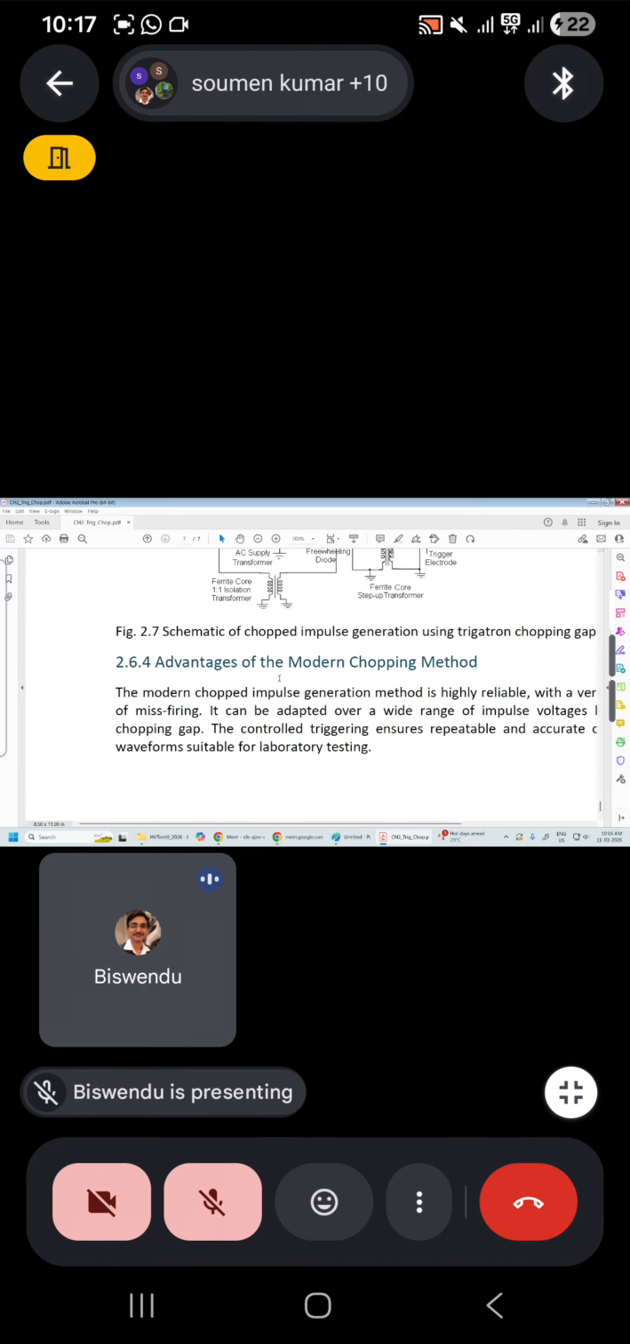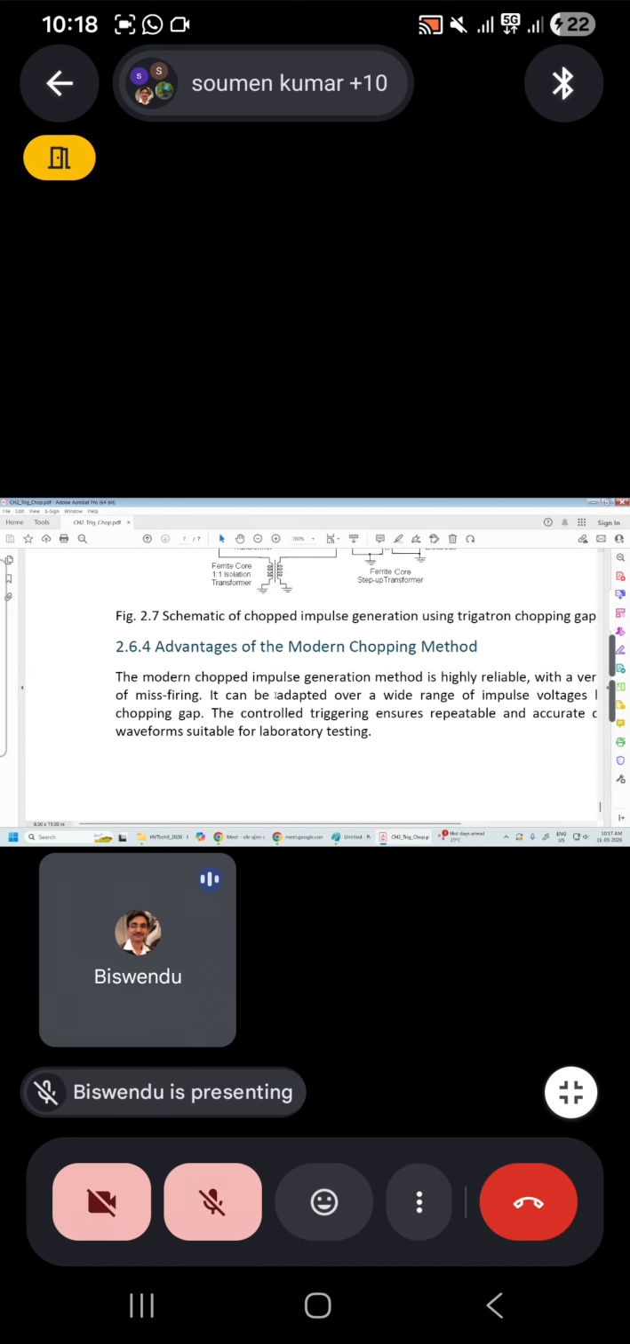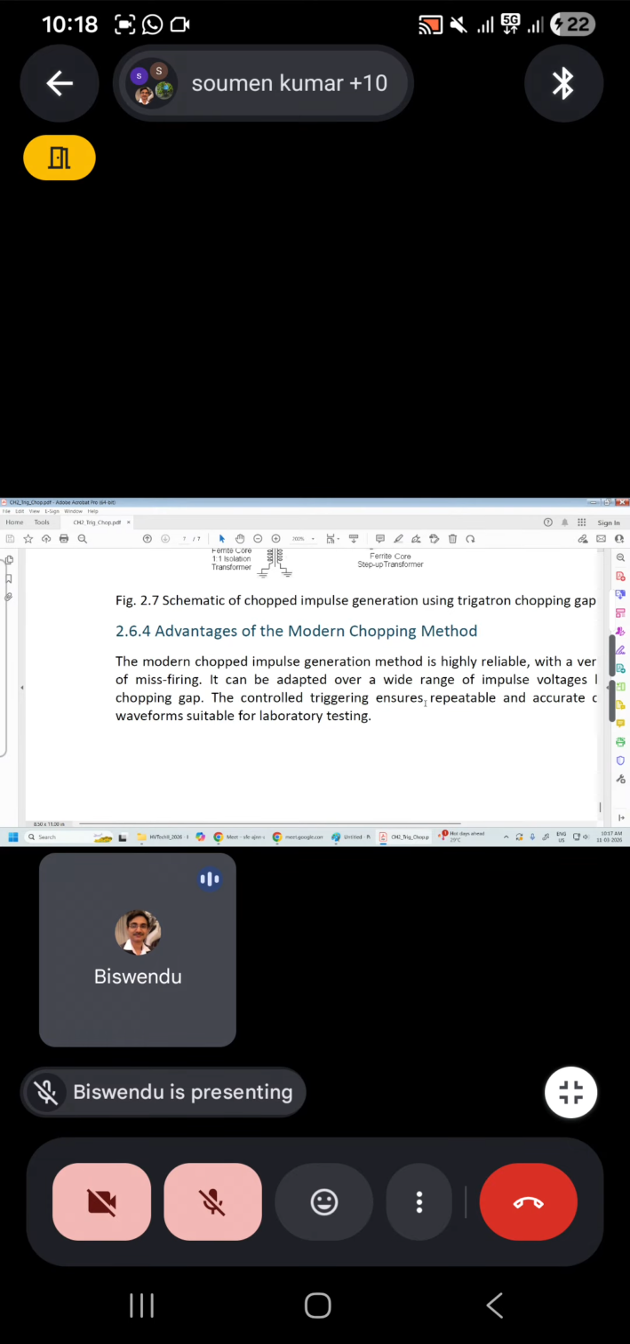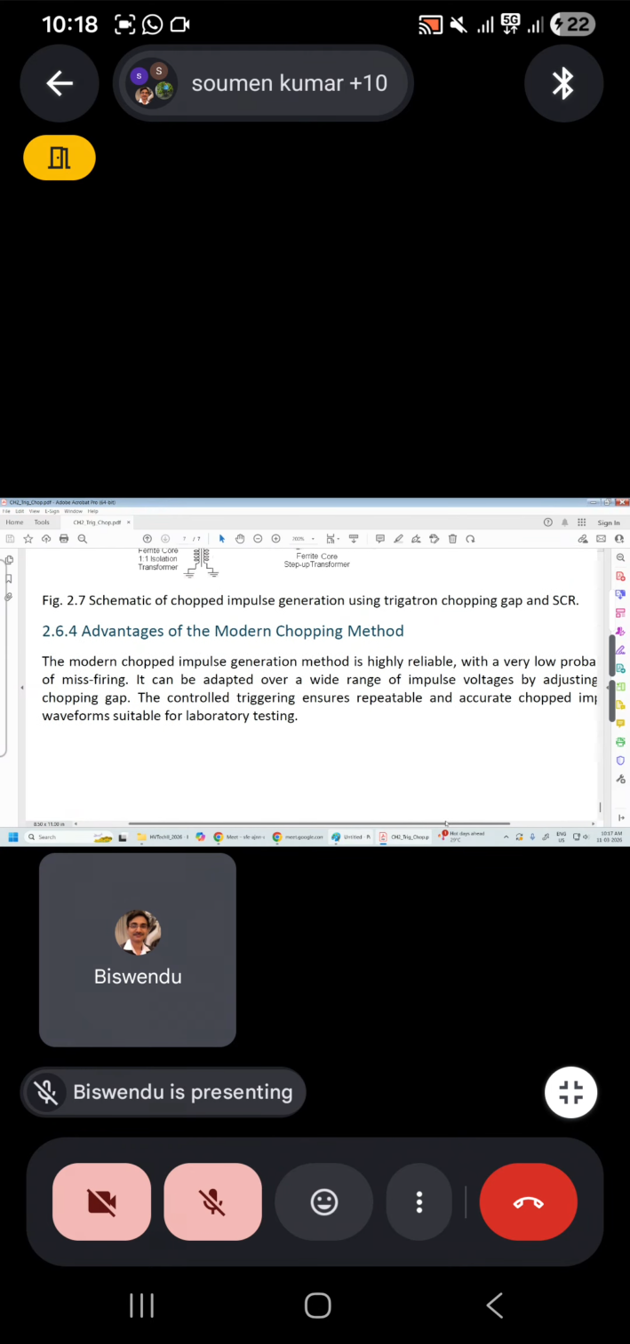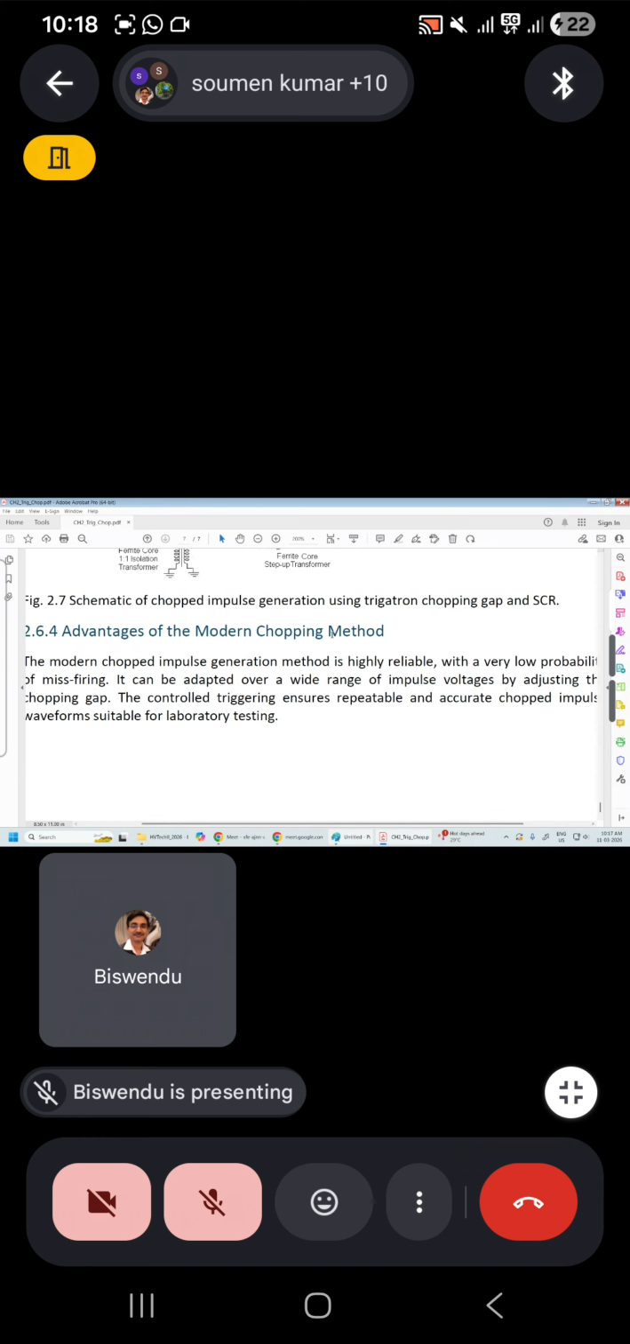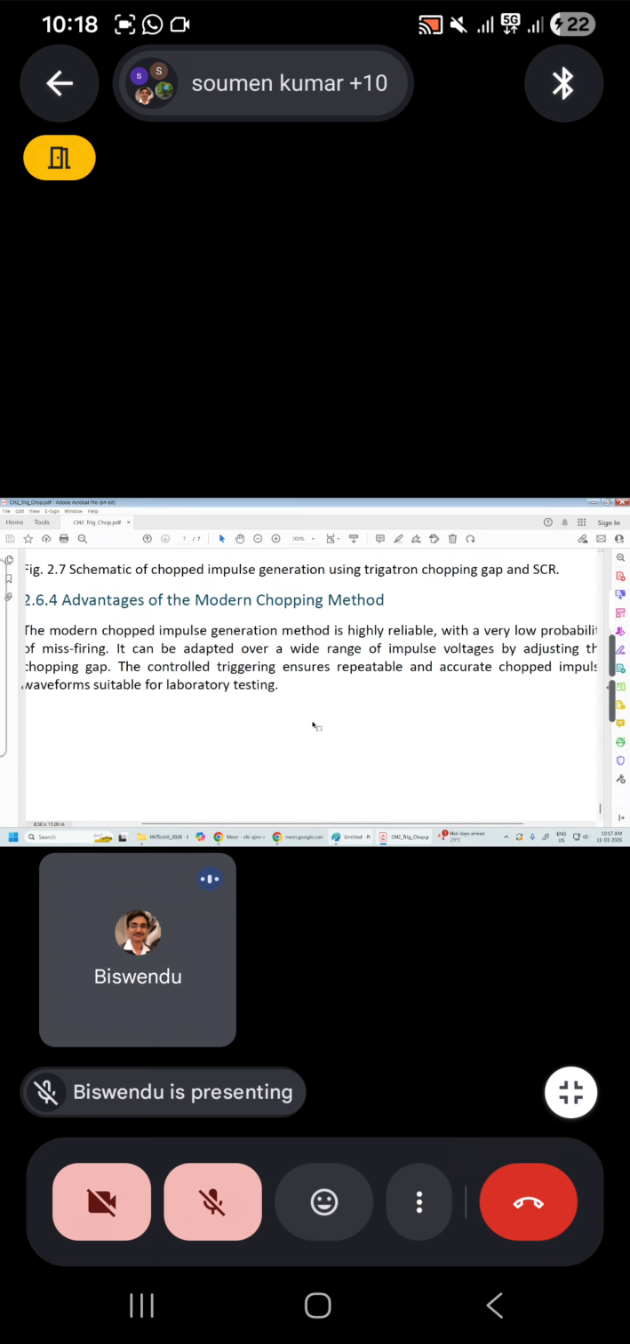You will have some advantages. This is very reliable. It can be adapted over a wide range of impulse voltages. The controlled triggering ensures repeatable and accurate chopped impulse for laboratory testing.